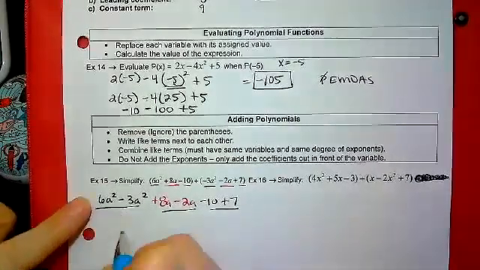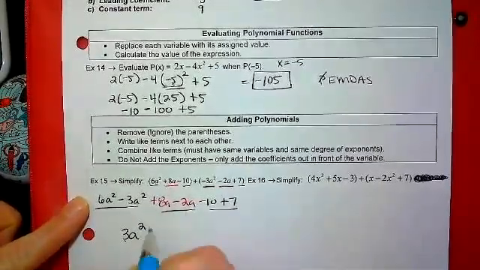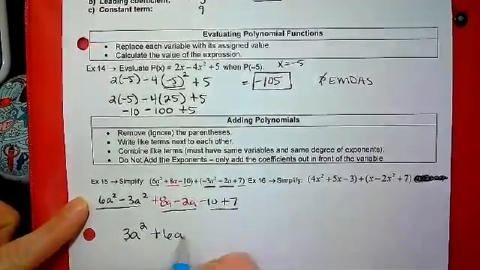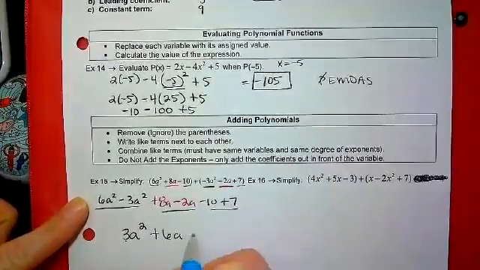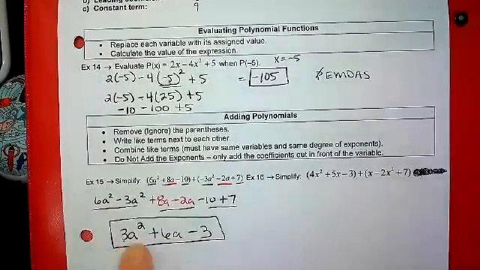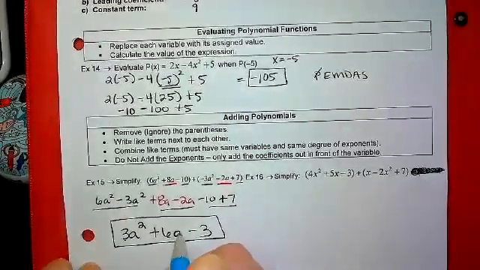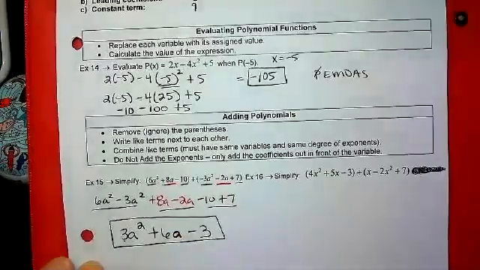So 6 minus 3 is just a positive 3a squared. 8 minus 2 is a positive 6a, and a negative 10 plus 7 is a negative 3. And so we only see each variable one time, the a squared, the a, and the constant one time. So we have combined like terms. There's nothing else you can do to that.